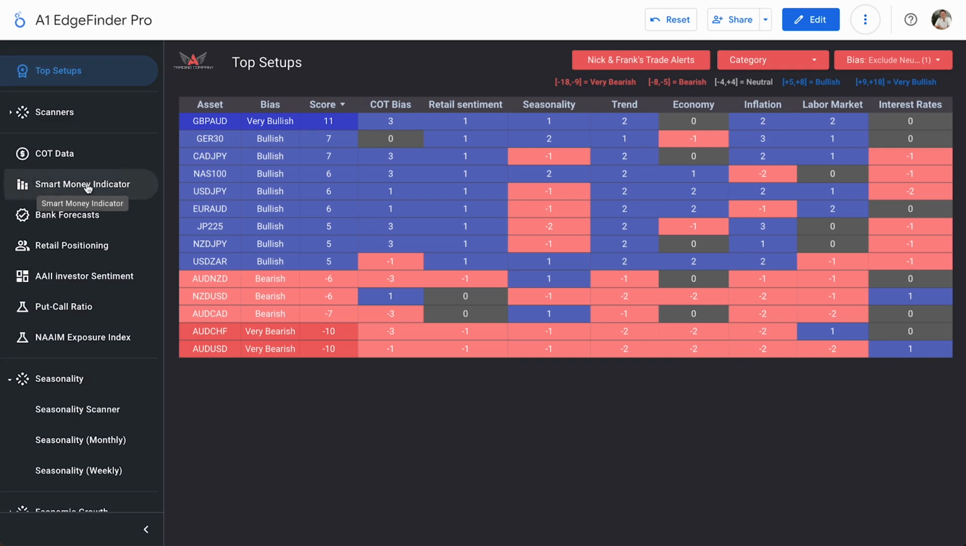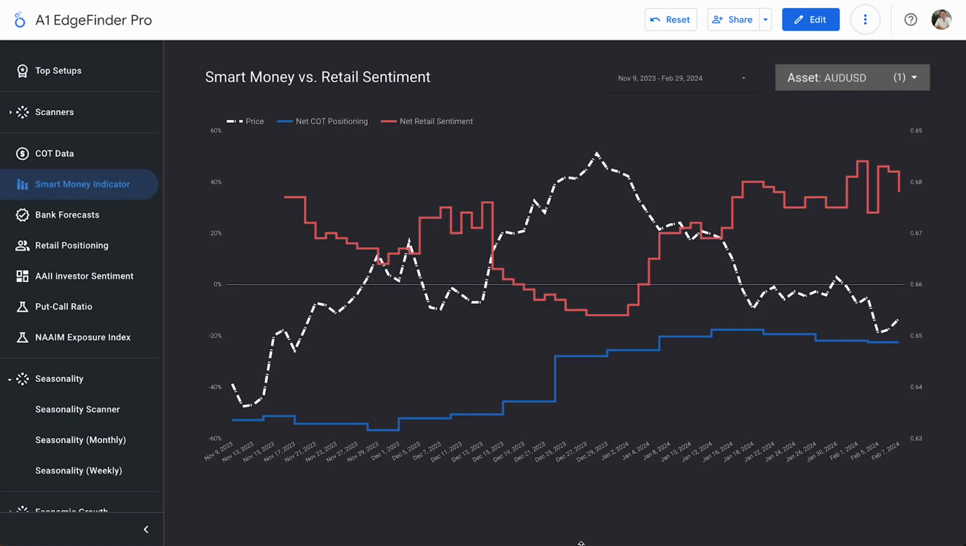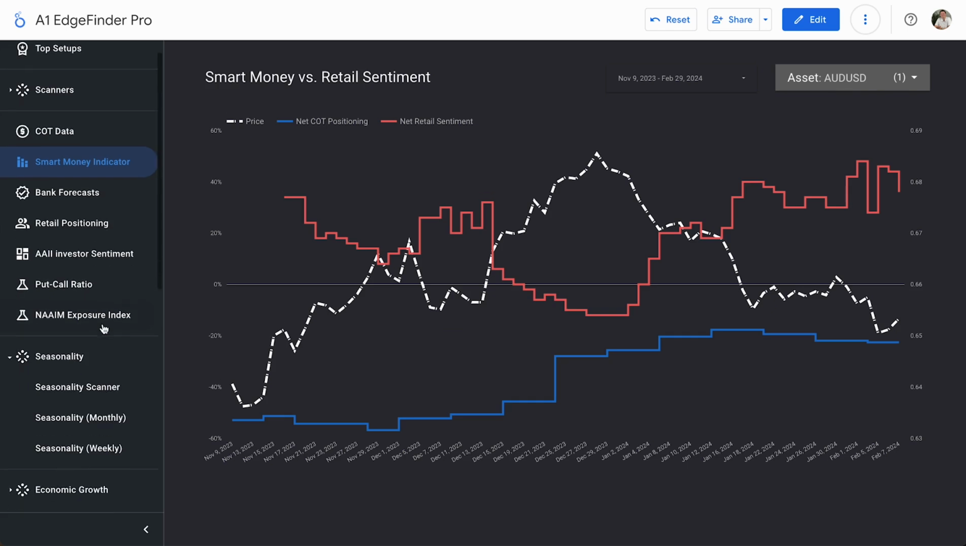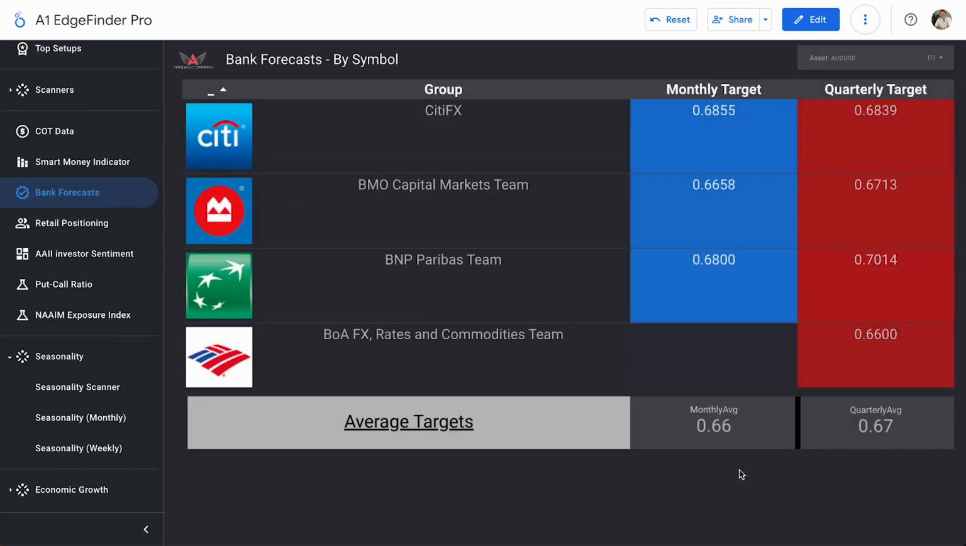But again, looking at our smart money indicator, over the past month or so, COT has become a little less bearish. They're starting to get a little bit more neutral on the pair, and banks are definitely bullish on this pair moving forward over the next month, over the next 3 months.